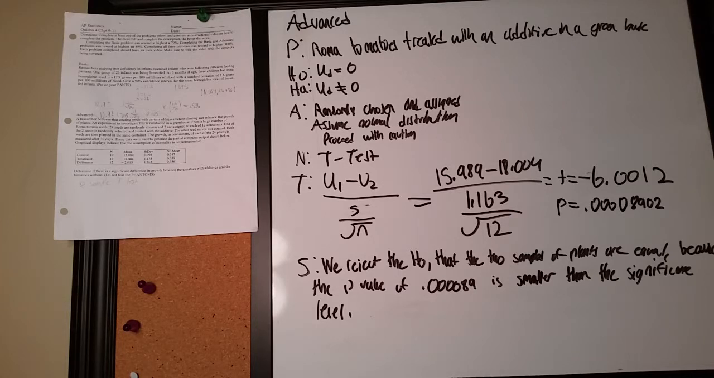When you plug that all in, you get a t-score of negative 6.0012 and a p-value of almost 0. So this tells us that we reject the null hypothesis that the two samples of plants are equal, because the p-value is so small, it's smaller than any significance level. And so we know that this suggests that there is a difference between the two groups of tomatoes.